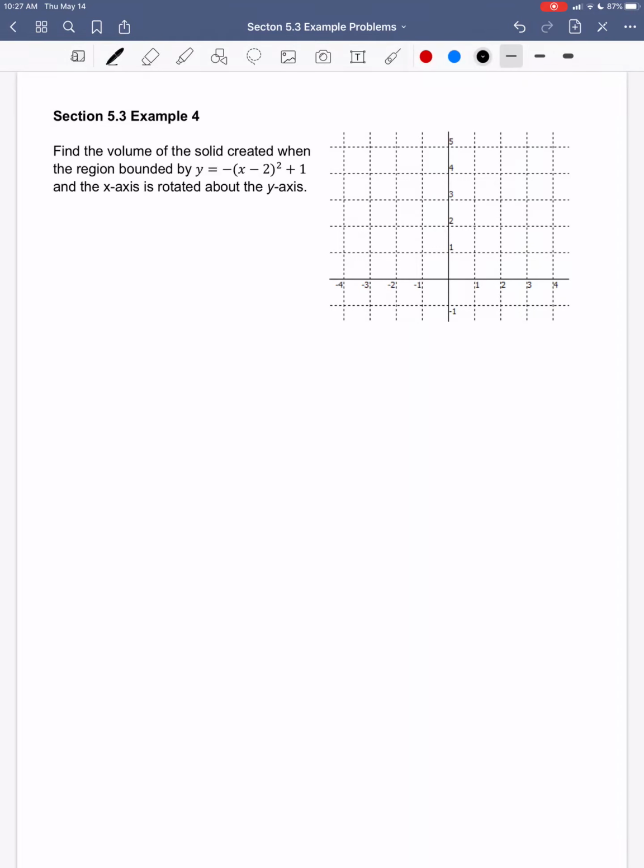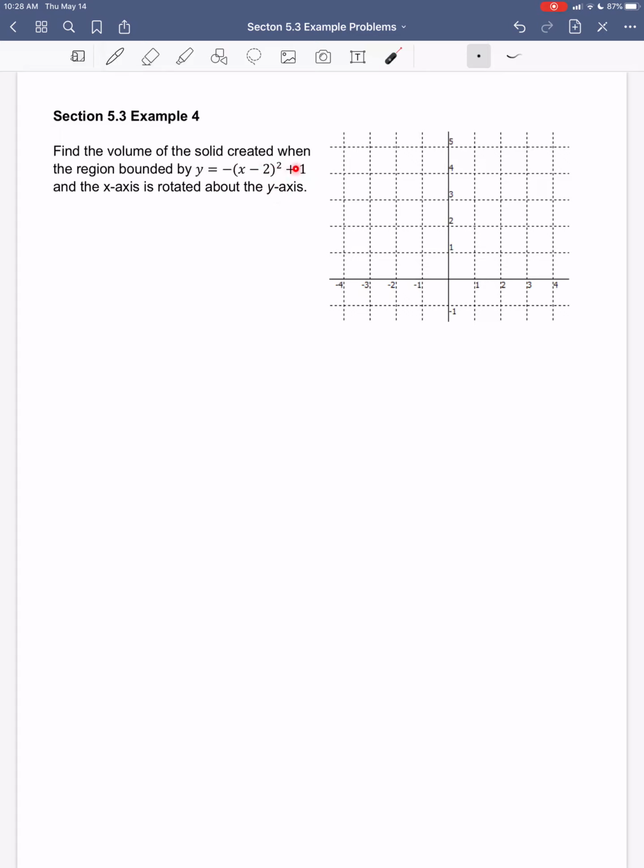In this video, I'm going to look at a couple more examples of finding volumes of solids of revolution. In this case, I'm going to have the region bounded by this equation, y equals negative (x minus 2) quantity squared plus 1. So it's bounded by that and the x-axis, and we're going to rotate that region about the y-axis.